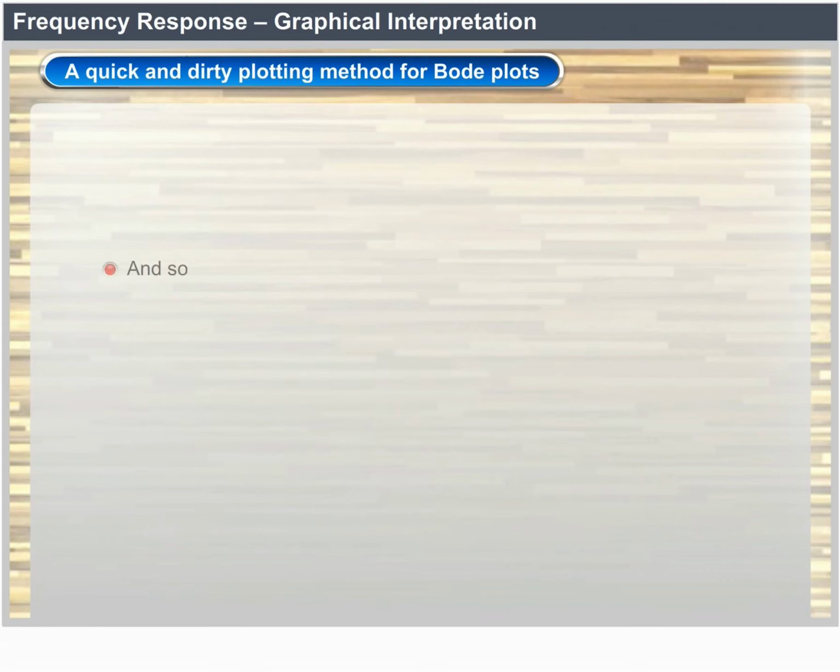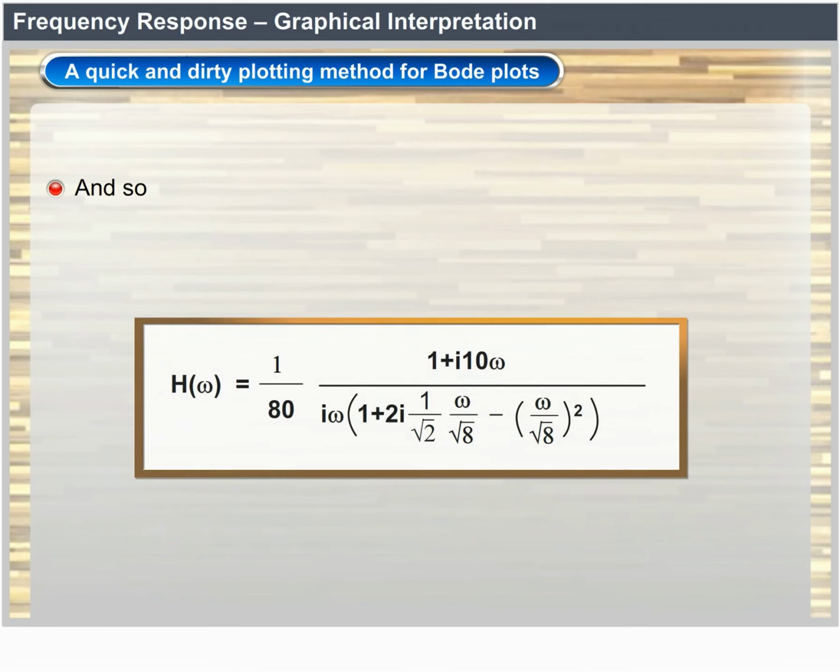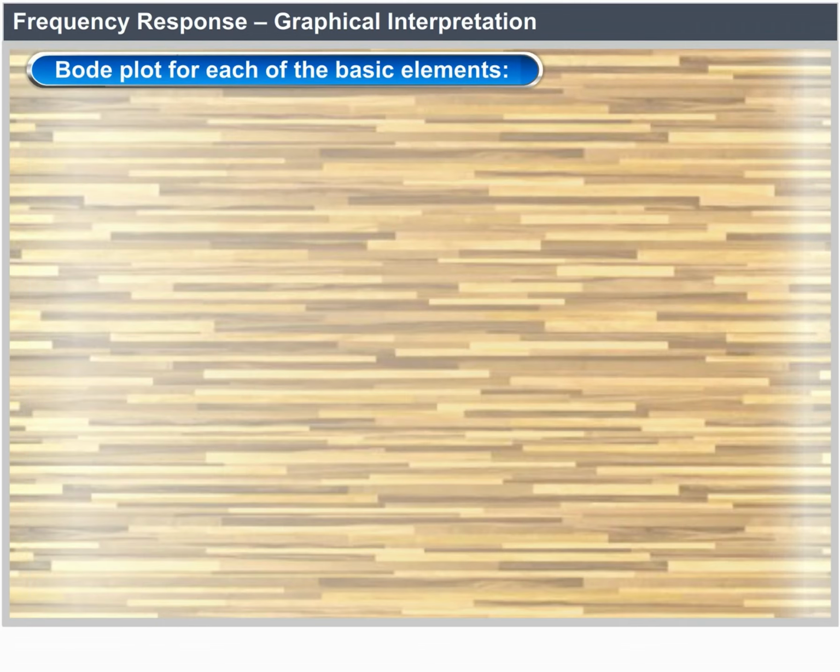And so H(ω) = (1/80) × (1 + i10ω) divided by iω × (1 + 2i × (1/√2) × ω/√8 − (ω/√8)²). Bode plot for each of the basic elements.